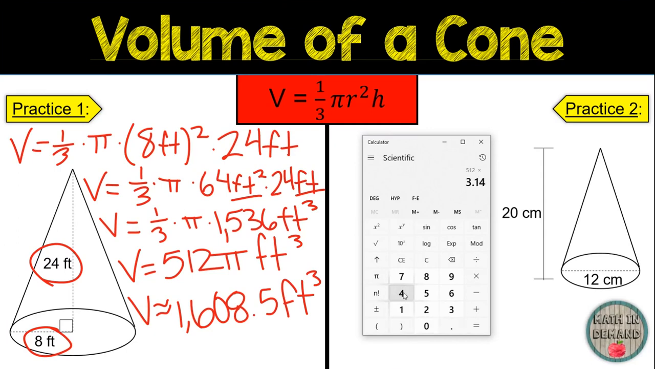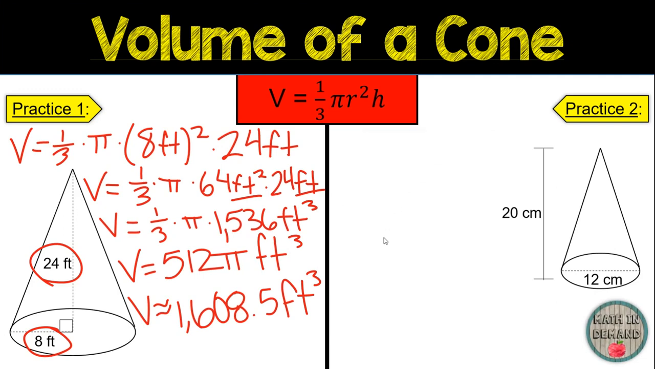So if you're wondering why you didn't get the exact same answer and you used 3.14, you can see that it's off a little bit. So 1607.7. Okay, so let's look at our next practice problem.